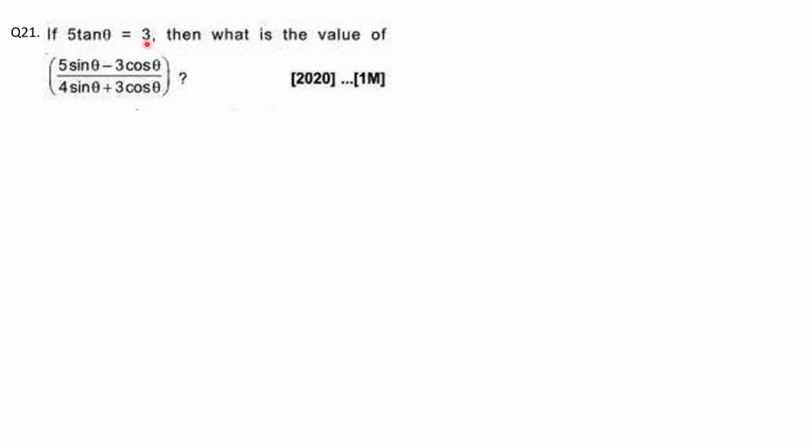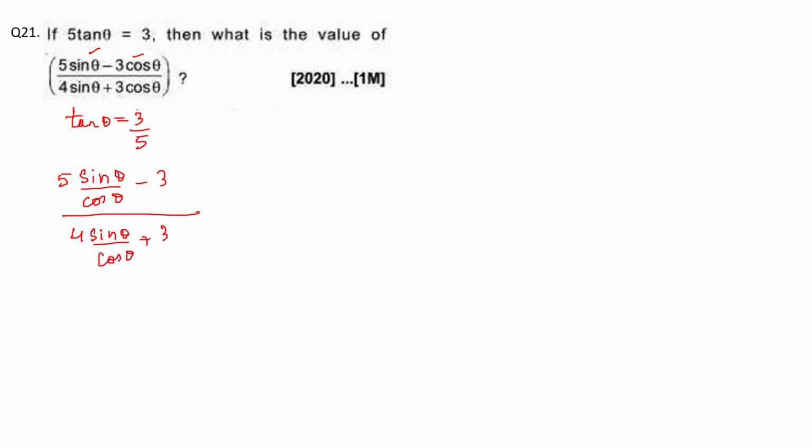Question 21. If tan theta equal to 3 by 5, then what is the value of 5 sin theta minus 3 cos theta by 4 sin theta plus 3 cos theta? Okay. So I have a value of tan theta, but here it is given sin theta and cos theta. But I can convert it in tan theta by dividing cos theta in both numerator and denominator. So 5 sin theta by cos theta minus 3 cos theta by cos theta cancel. Here also 4 sin theta by cos theta and plus 3 cos theta by cos theta will get cancelled.